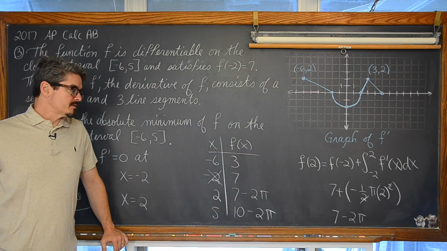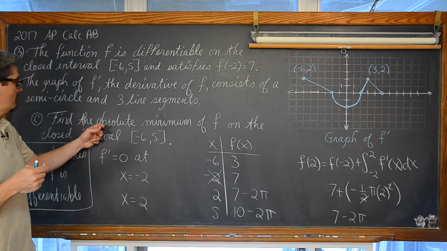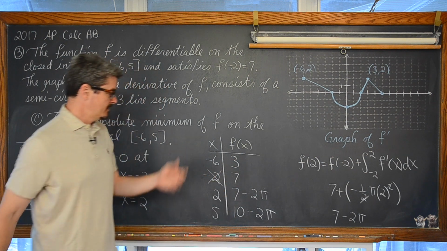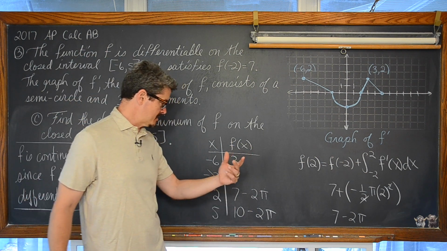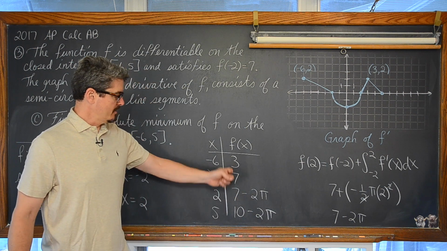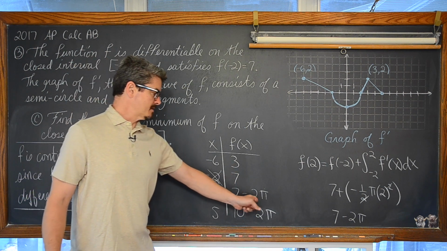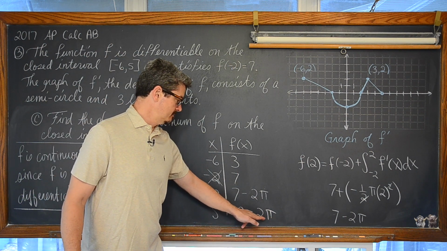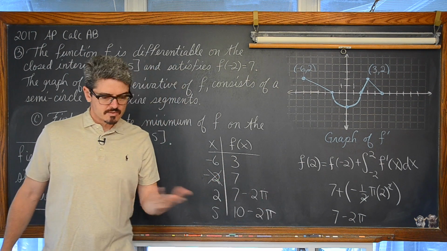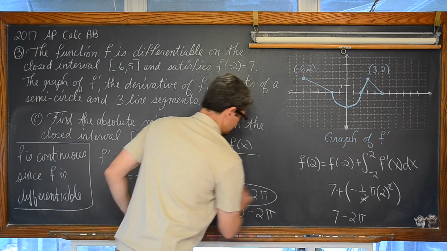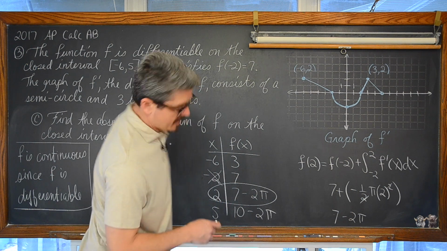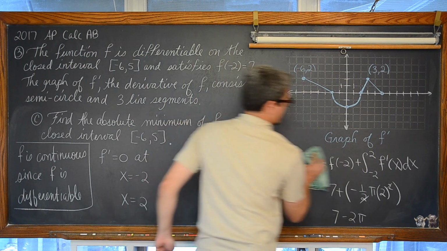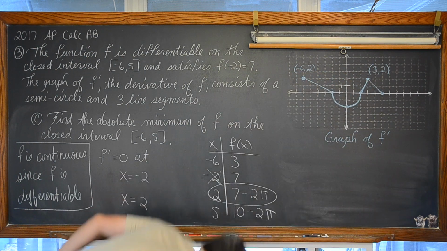So which of these is the absolute minimum value? Well, that's positive. That's gone. These maybe will be positive as well. They are all positive, but we have 3, we have 7, we've got 7 minus 6.28 basically, and we have 10 minus 6.28. So therefore, F has an absolute min. Chalk down!